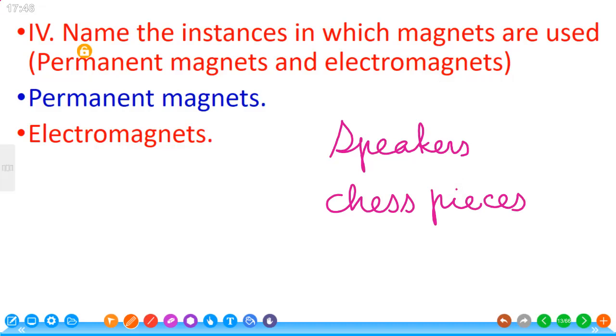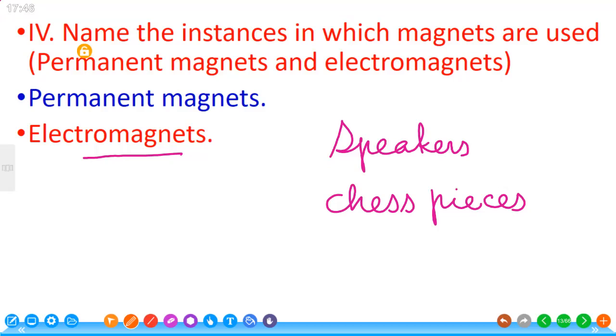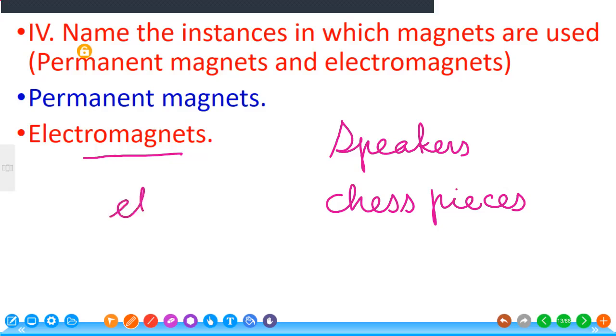Then the other type is called the electromagnets. We studied that in electromagnets, magnetism exists only if there is a current supply. Otherwise, there won't be any magnetism in such devices. Electromagnets are used in various places. Now, one is you can think of some electric motors.